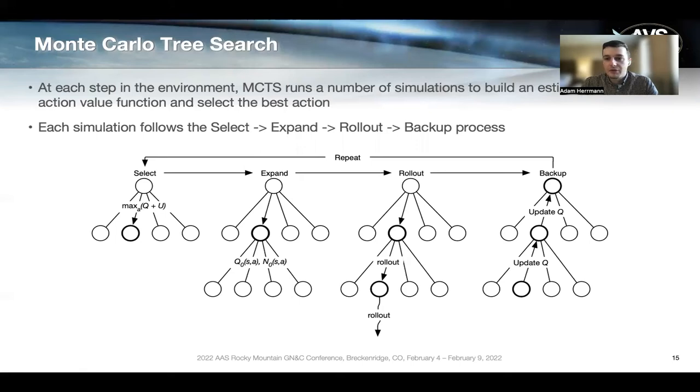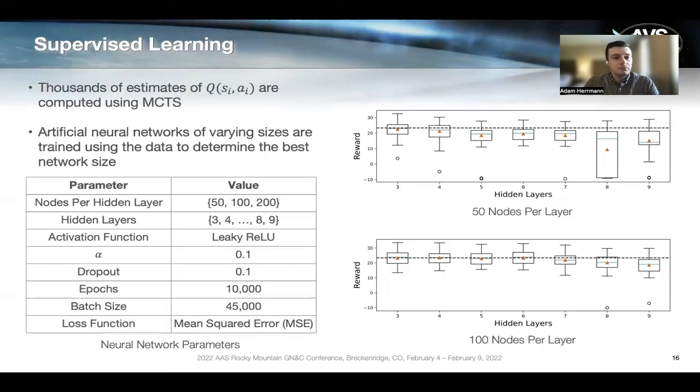We've used it in the past for a couple other problems, simpler than this, but it's quite stable, and you do get really good estimates of Q out of it. So we take those estimates of Q and we regress over them with a variety of neural network designs. So we do like a big parameter search.